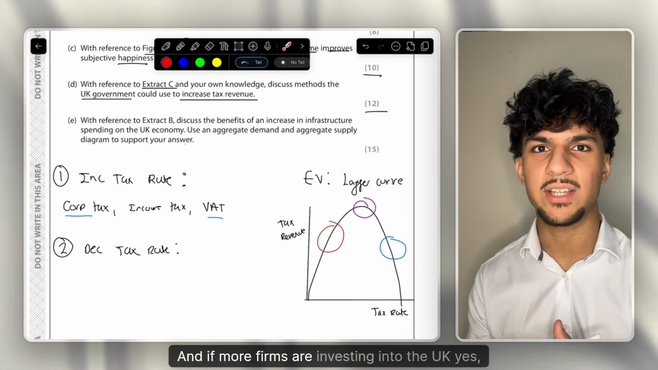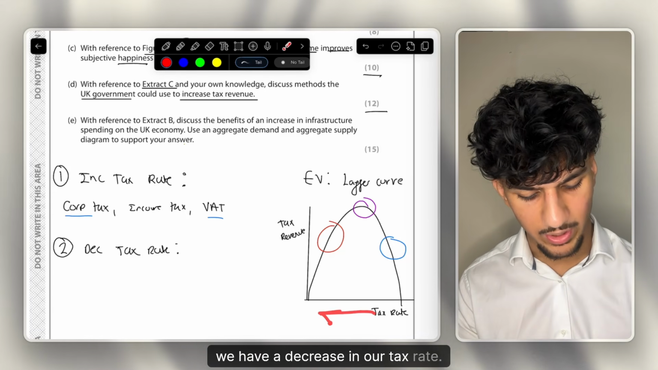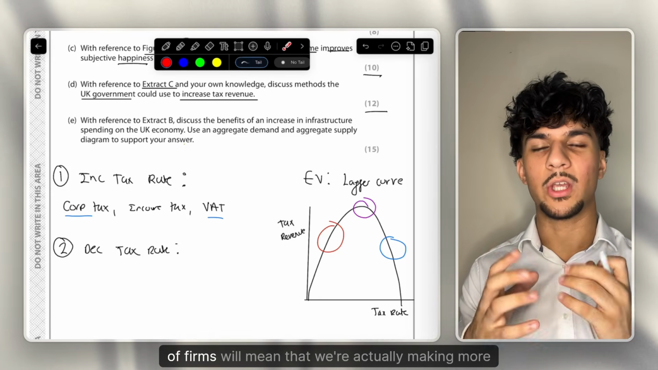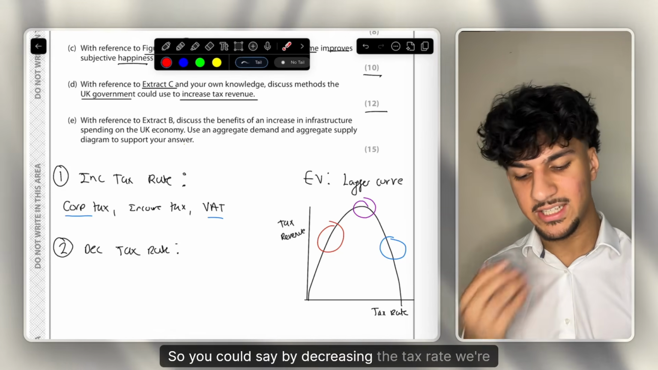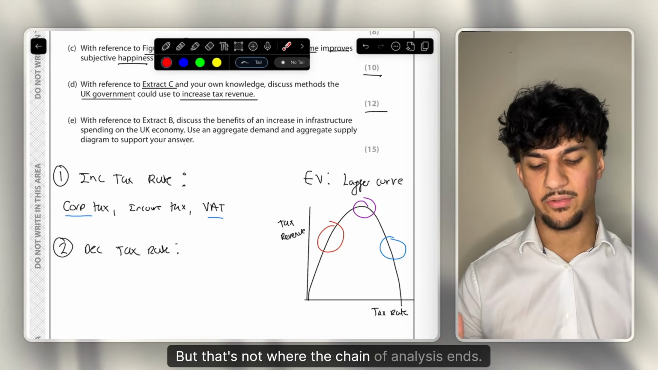And if more firms are investing into the UK, yes, we have a decrease in our tax rate, but if there's more firms in the UK, the quantity of firms will mean that we're actually making more tax revenue. So you could say by decreasing the tax rate, we're going to get an increase in corporation tax revenue, but that's not where the chain of analysis ends here.